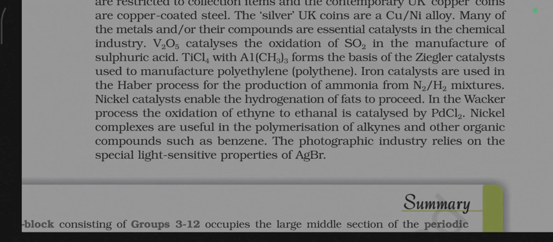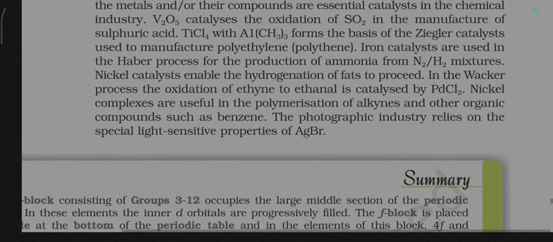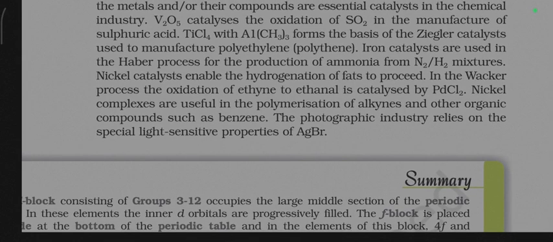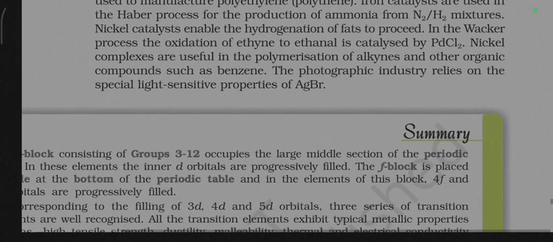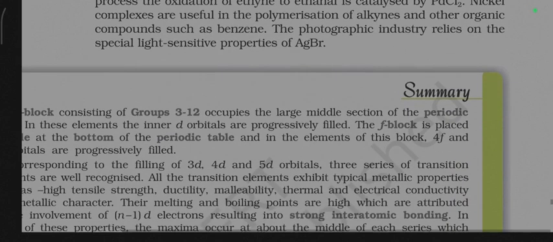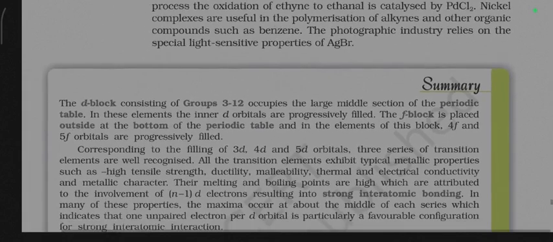The oxidation of ethene to ethanal is catalyzed by PdCl2. Nickel complexes are useful in the polymerization of alkynes and other organic compounds such as benzene. The photographic industry relies on the special light sensitive properties of AgBr.